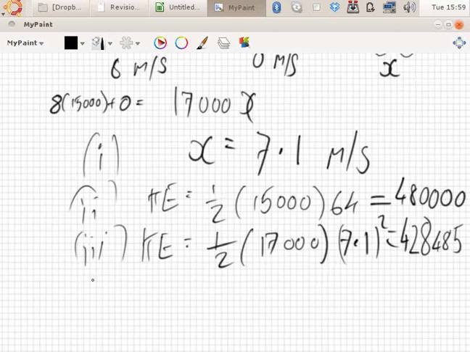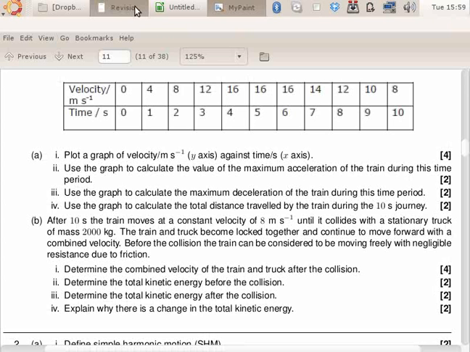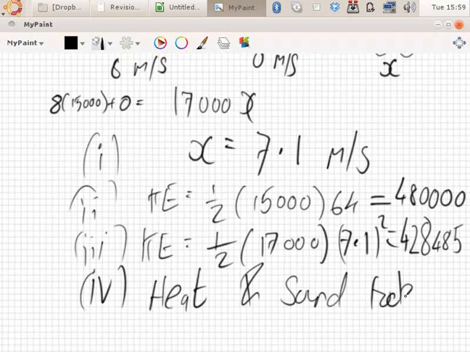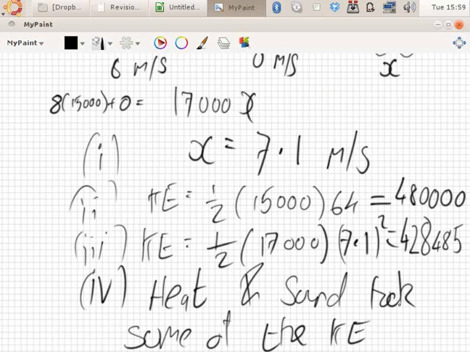And therefore the last part, provided that you can do the minus. It's not what is, but explain. Why is there a loss in kinetic energy? Heat, sound. Heat and sound took some of the kinetic energy. Boom, 20 marks. If you get Newton, you are doing it. Right? Next one now. And that's it.